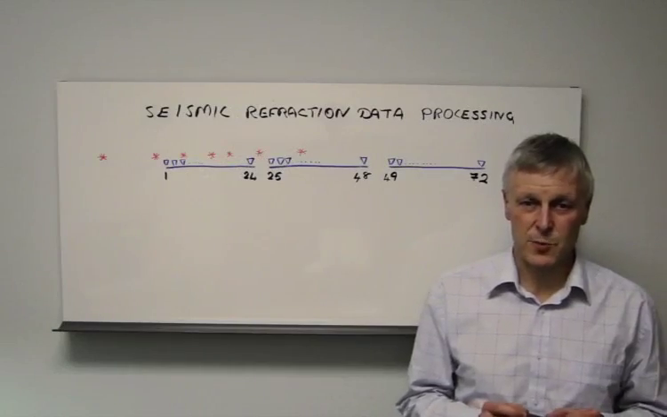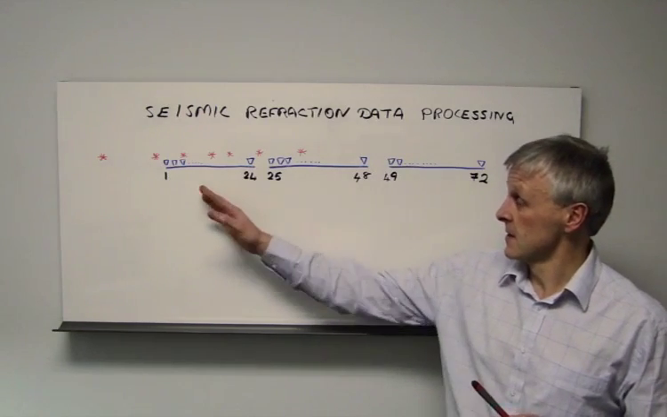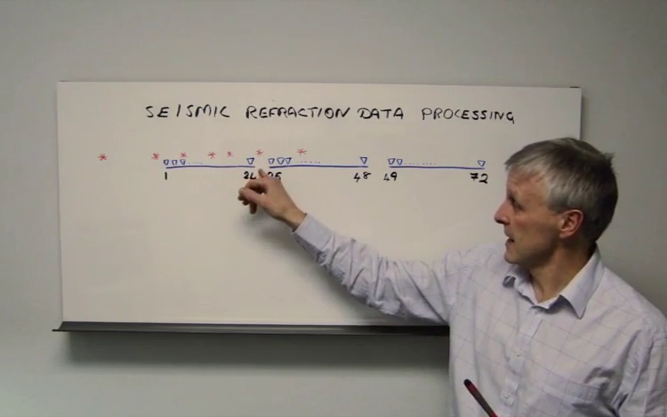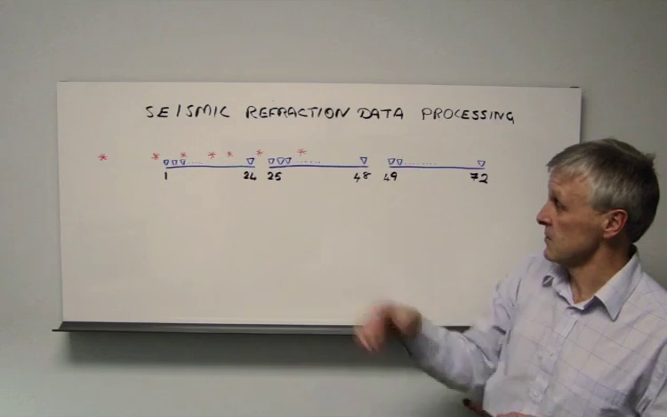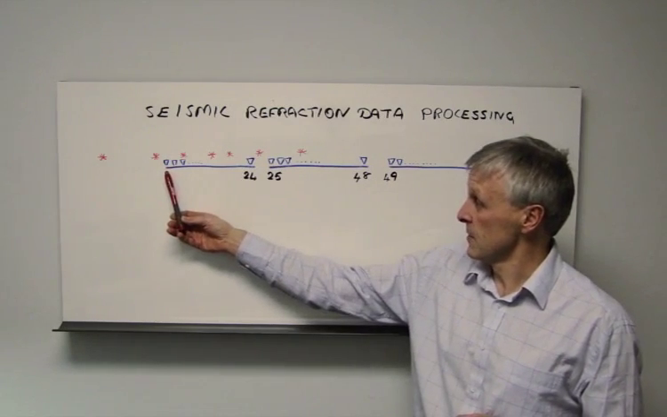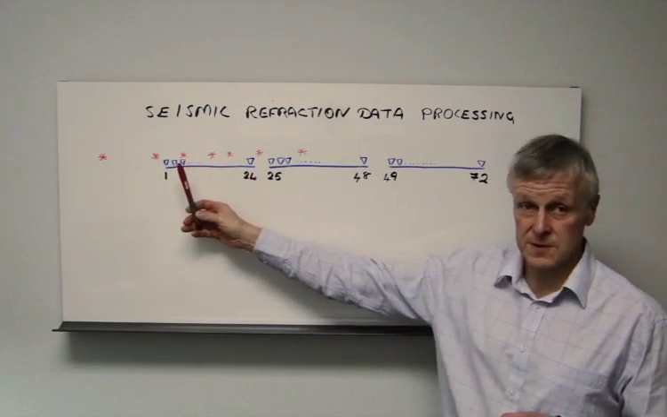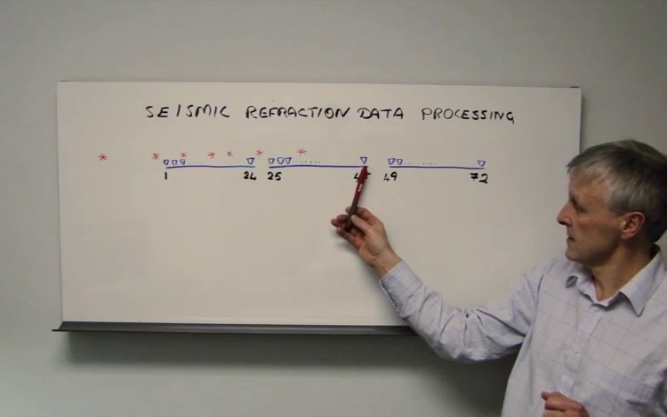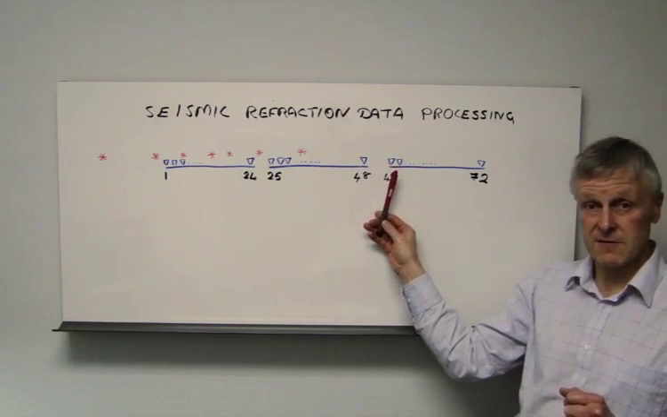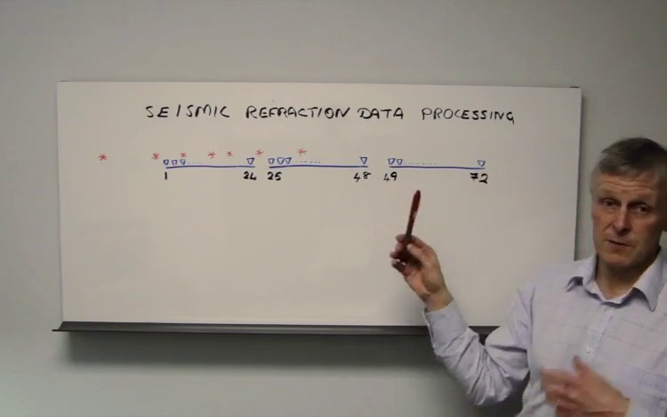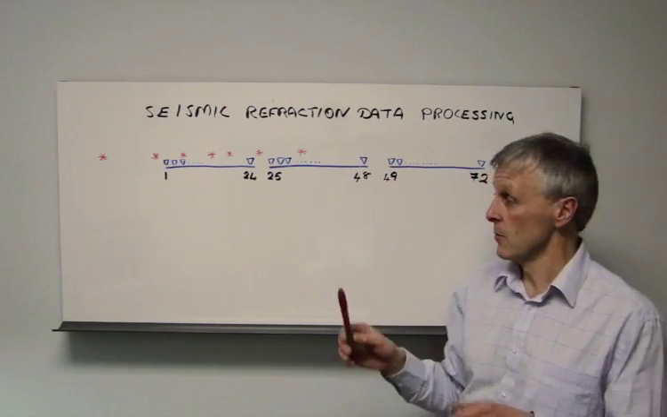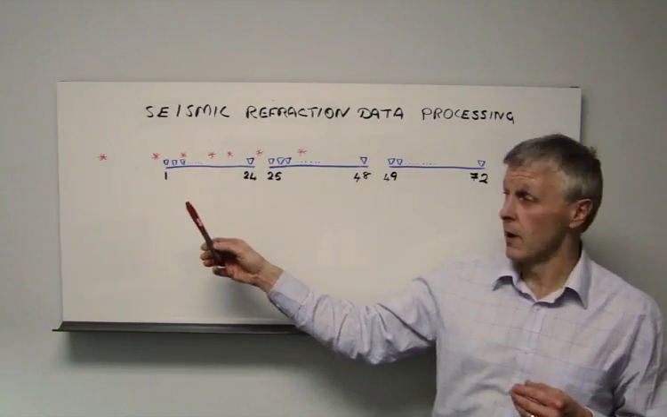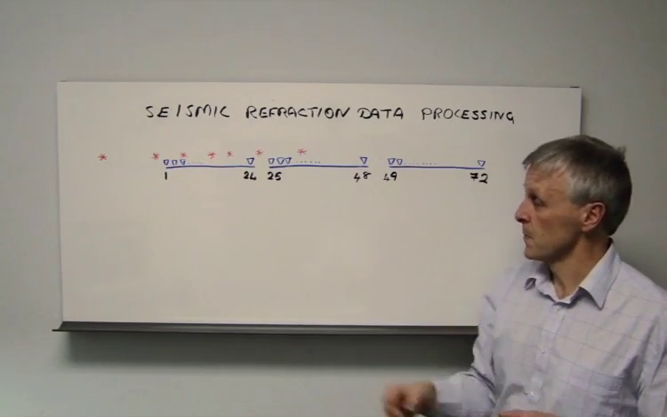The data set that we're going to process was acquired like this. We had 3 separate 24 channel lines, the end of which will abut onto the start of the next one. So here we have geophone locations from 1 to 24, which was acquired as one data set, 25 to 48, which was acquired as a second data set, and then 49 through to 72, which is acquired as our third data set. And when we process the data, this will appear as one continuous line, as if we'd acquired it with a 72 channel instrument.